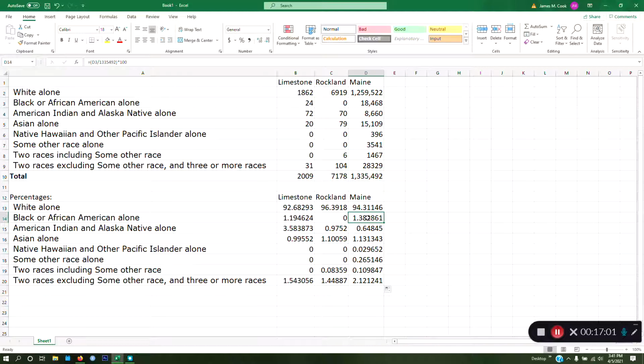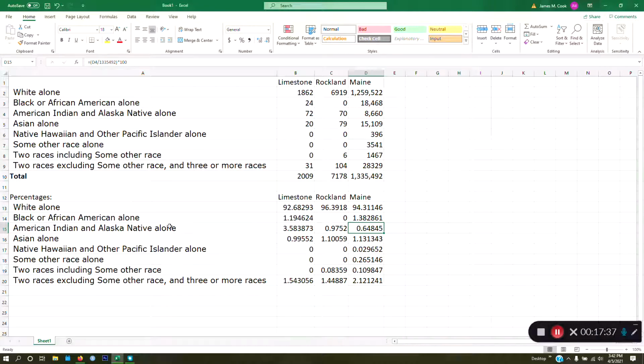Or I could type in now here, equals D3, excuse me, for the Black or African American population of Maine, which is 18,468 people, divided by 1,335,492 times 100. I could do that as well, and I would get the same process leading to the percentage here.